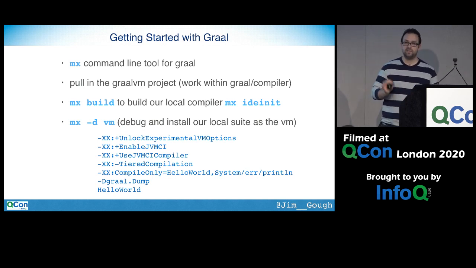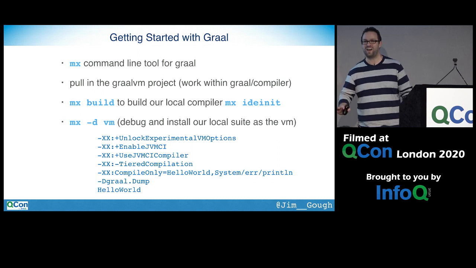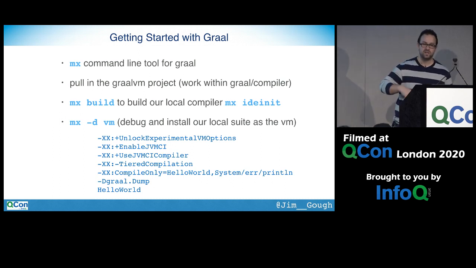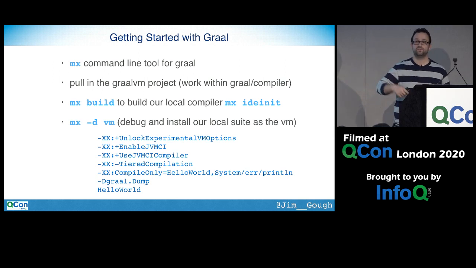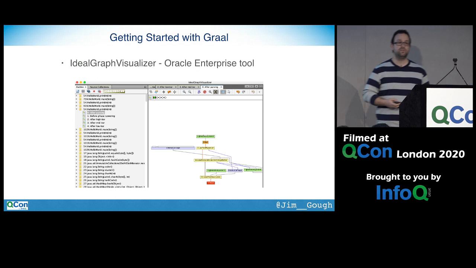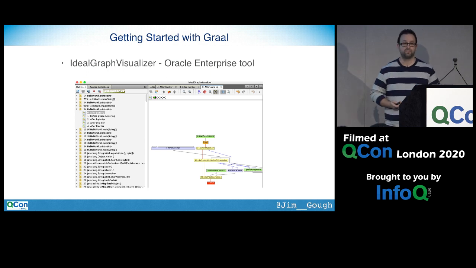Just to limit the scope of what we're doing, I'm going to say I only want to compile hello world and System.err.println. There's a reason for that, and I'm going to show you why that happens when we finish doing the debug. I'm also passing in a parameter to say dump out everything that Graal is doing, and that's for another tool that we'll look at too. There is a tool that also ships, an Oracle Enterprise tool called Ideal Graph Visualizer, and this allows you to observe the compilation sea of nodes at the different phases that you go through.